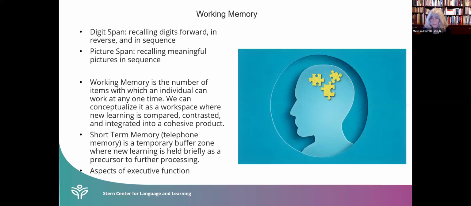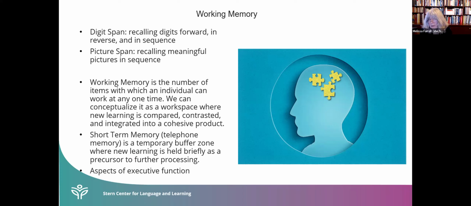We tend to measure memory by seeing how much content we can stuff into kids' heads. We ask them to repeat numbers. How many numbers can you repeat forward? That's like telephone memory. That's what you do when someone gives you a phone number. Then numbers in reverse and in sequence. Now we're taking those numbers and manipulating them, moving them around a little bit. That manipulation part is huge in terms of just about everything that we do.